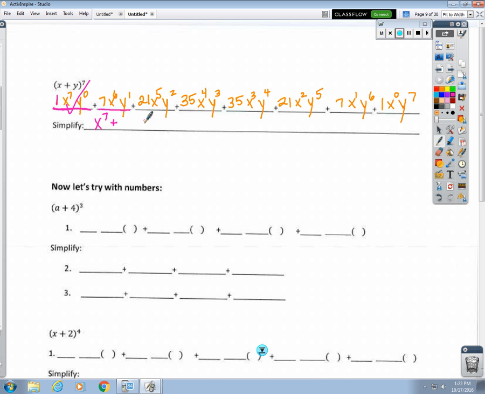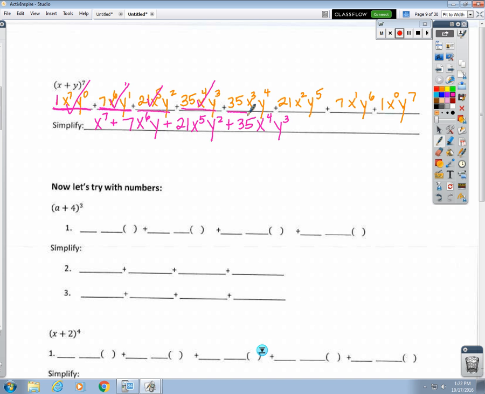I need to bring down the 7. I need to bring down the x to the 6. But when I bring down the y, it's not necessary to put the power of 1. That's understood. So now I'm done with term 2. Term 3. What all needs to be brought down? All of it. There's nothing up there that would be understood if you didn't write it. What about term 4? All of it. 35x to the 4th, y cubed.